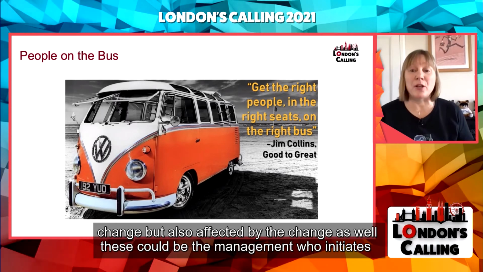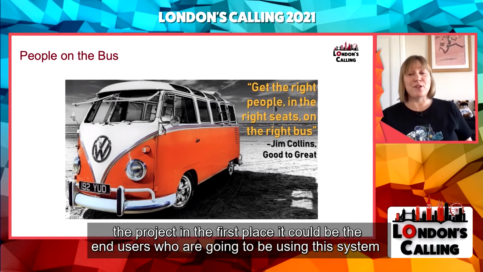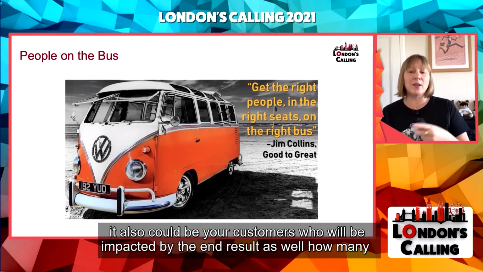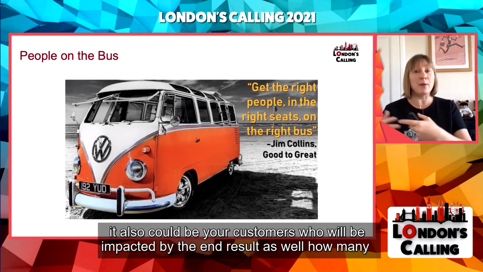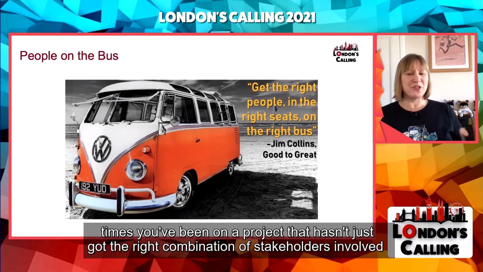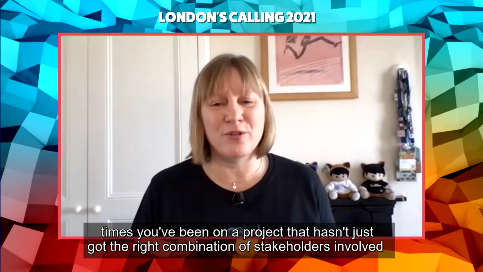These could be the management who initiates the project in the first place. It could be the end users who are going to be using the system. It also could be your customers who will be impacted by the end result as well. How many times have you been on a project that hasn't just got the right combination of stakeholders involved?